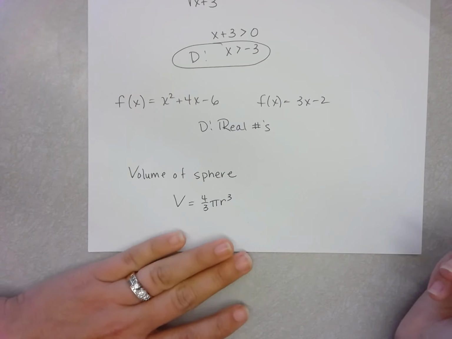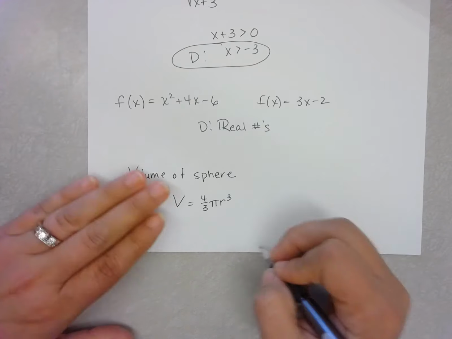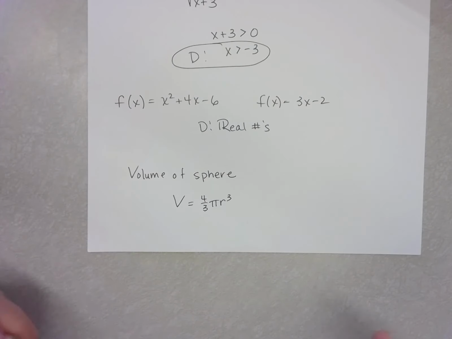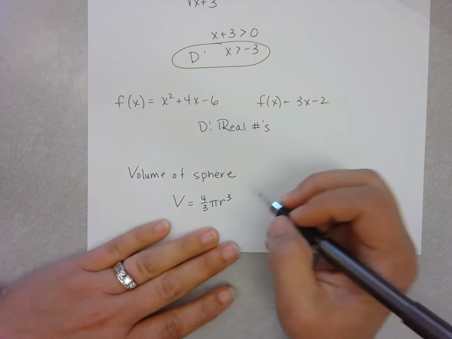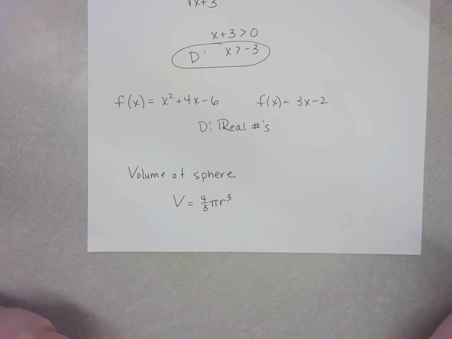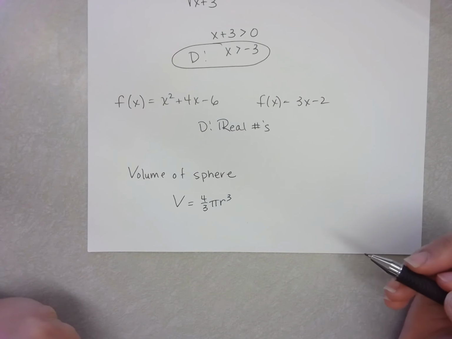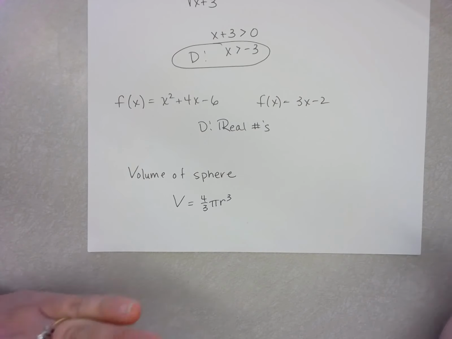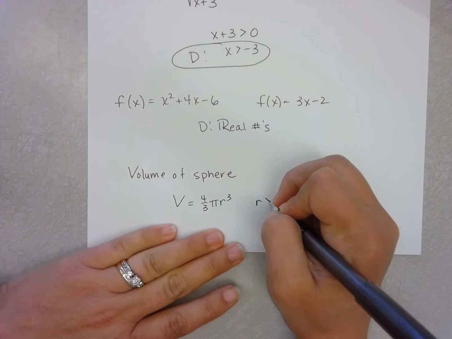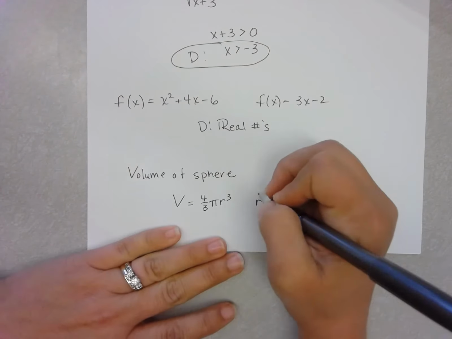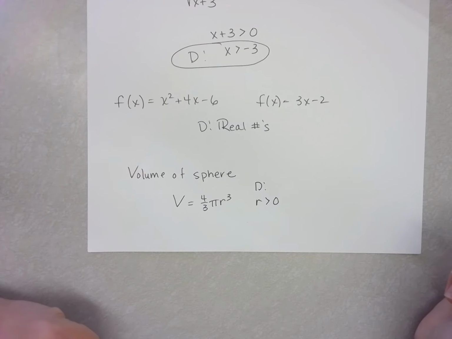So this is one of the implied ones, where if I just looked at this and had no idea what it was, I would say, oh, there's no domain restriction because there's no square root, there's no division by a variable. But it is the volume of a sphere, and I can only have a sphere if I have a positive radius. So in this case, my r would be greater than 0 is my implied domain.